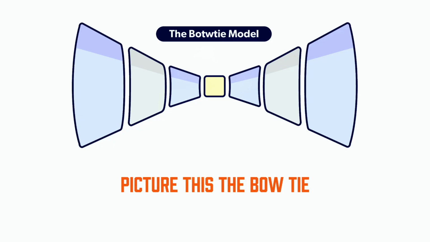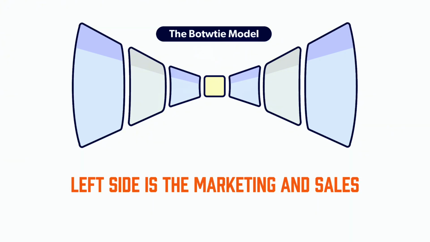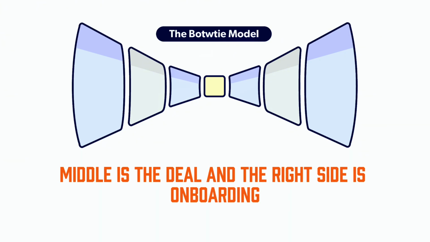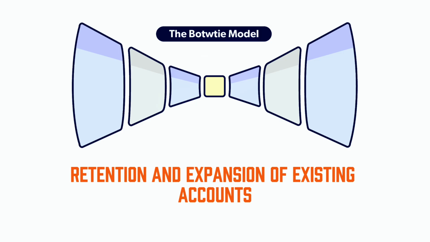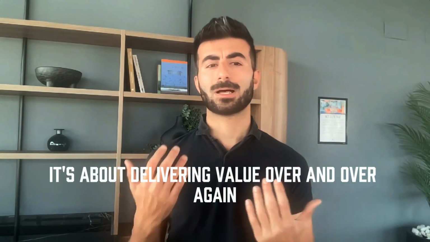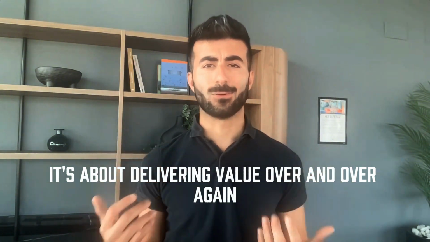Picture this. The Bowtie's left side is the marketing and sales, the middle is the deal, and the right side is onboarding, retention, and expansion of existing accounts. Not just about closing, it's about delivering value over and over again.